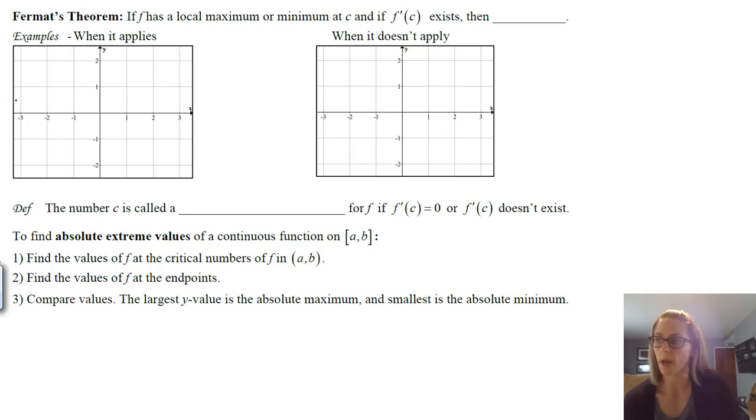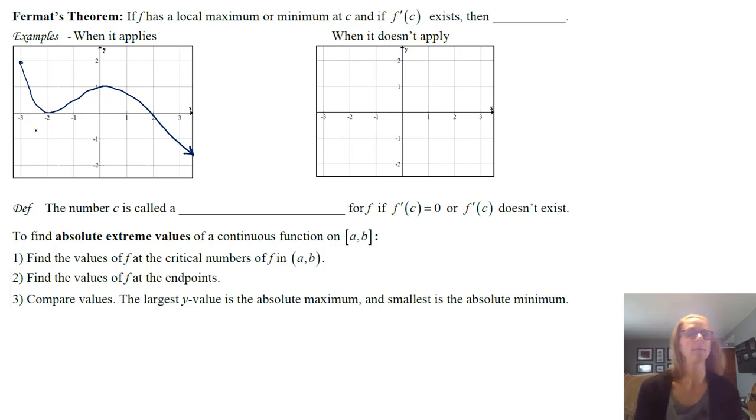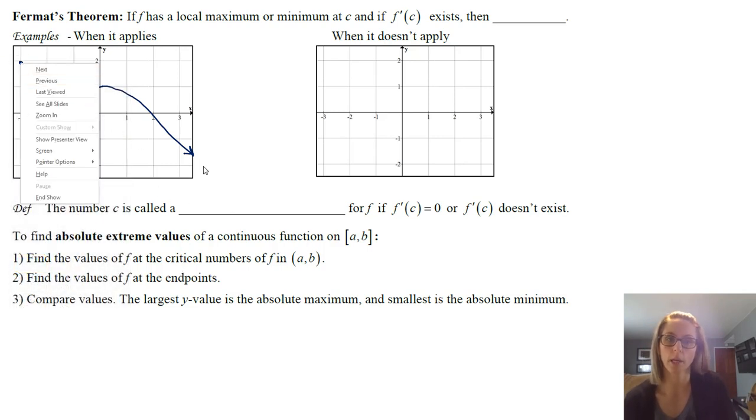So it applies, let me do a little graph for you here. It applies, for example, if your graph comes down, it comes back up, and it goes somewhere. Remember, this is local. So my function can start, it can keep going, it doesn't matter. I don't need to be thinking about a finite domain.